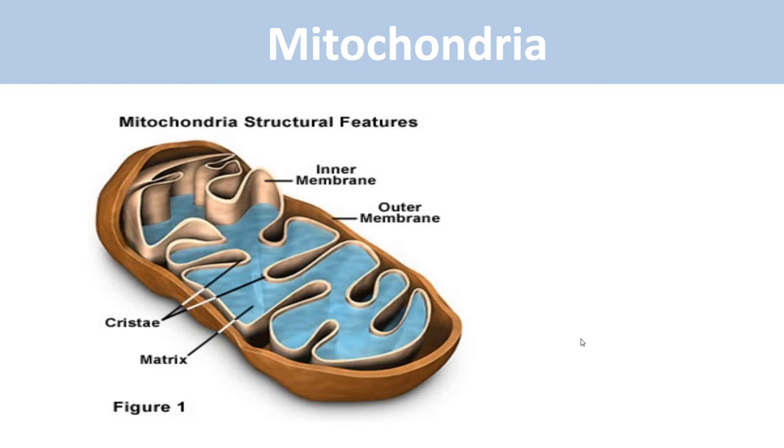Now, for cellular respiration, this is the important part, because glycolysis happens out here in the cytoplasm, but for anything else to occur, it's got to get here into the mitochondria, using this intermembrane space right here between the inner and the outer membrane, and then the matrix and the cristae of the inner membrane.